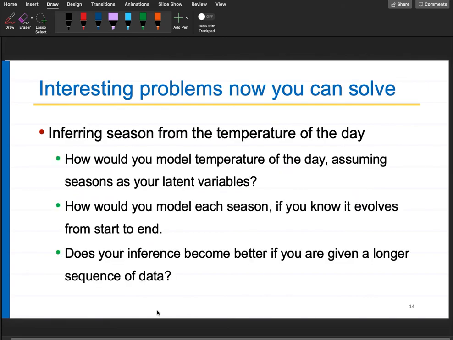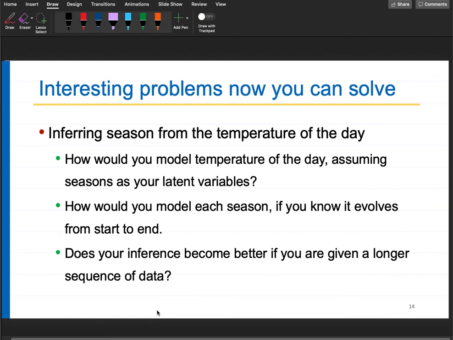Another interesting problem is inferring season from the temperature of the day. How would you model temperature of the day assuming the seasons as your latent variables? How will you do that? It's very simple. You will take 6 latent variables corresponding to your 6 seasons. But next is more important.